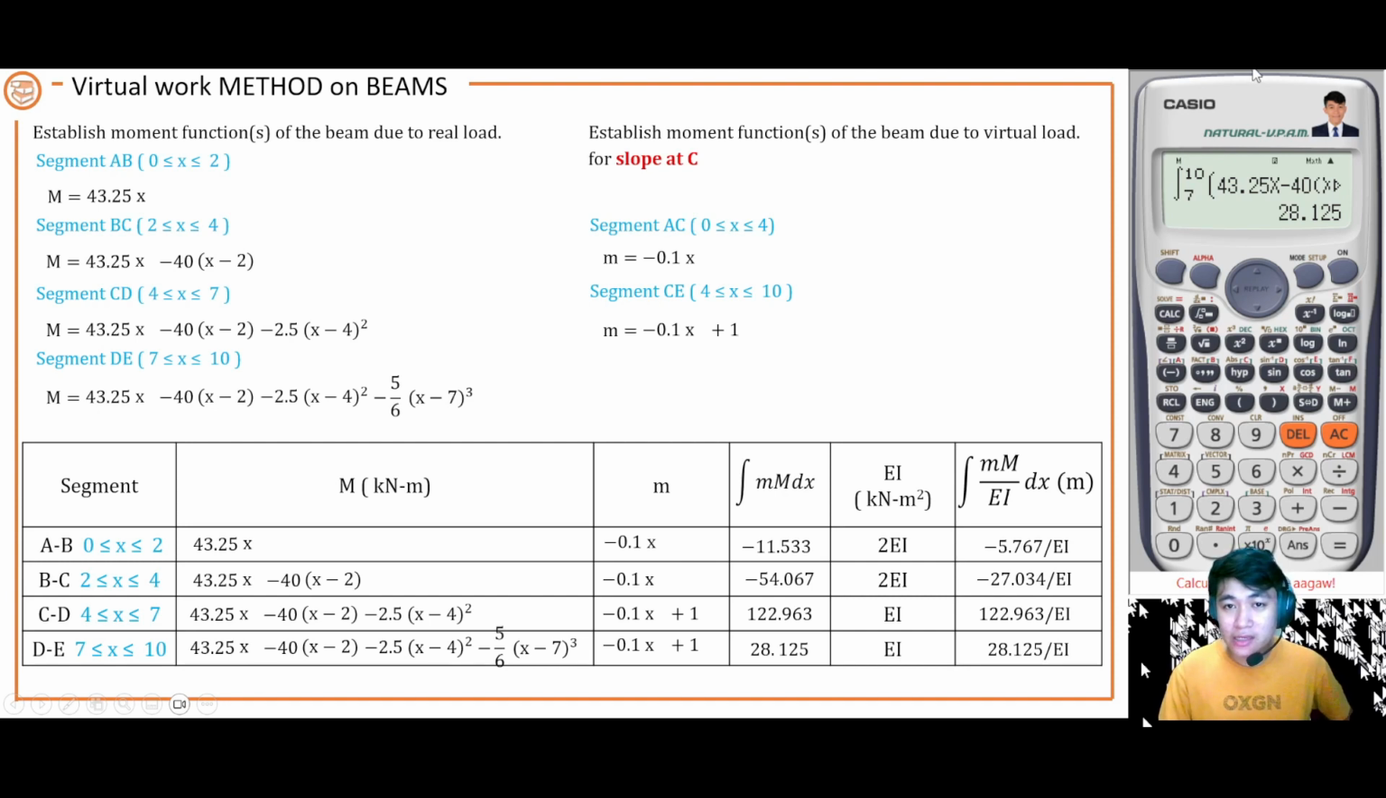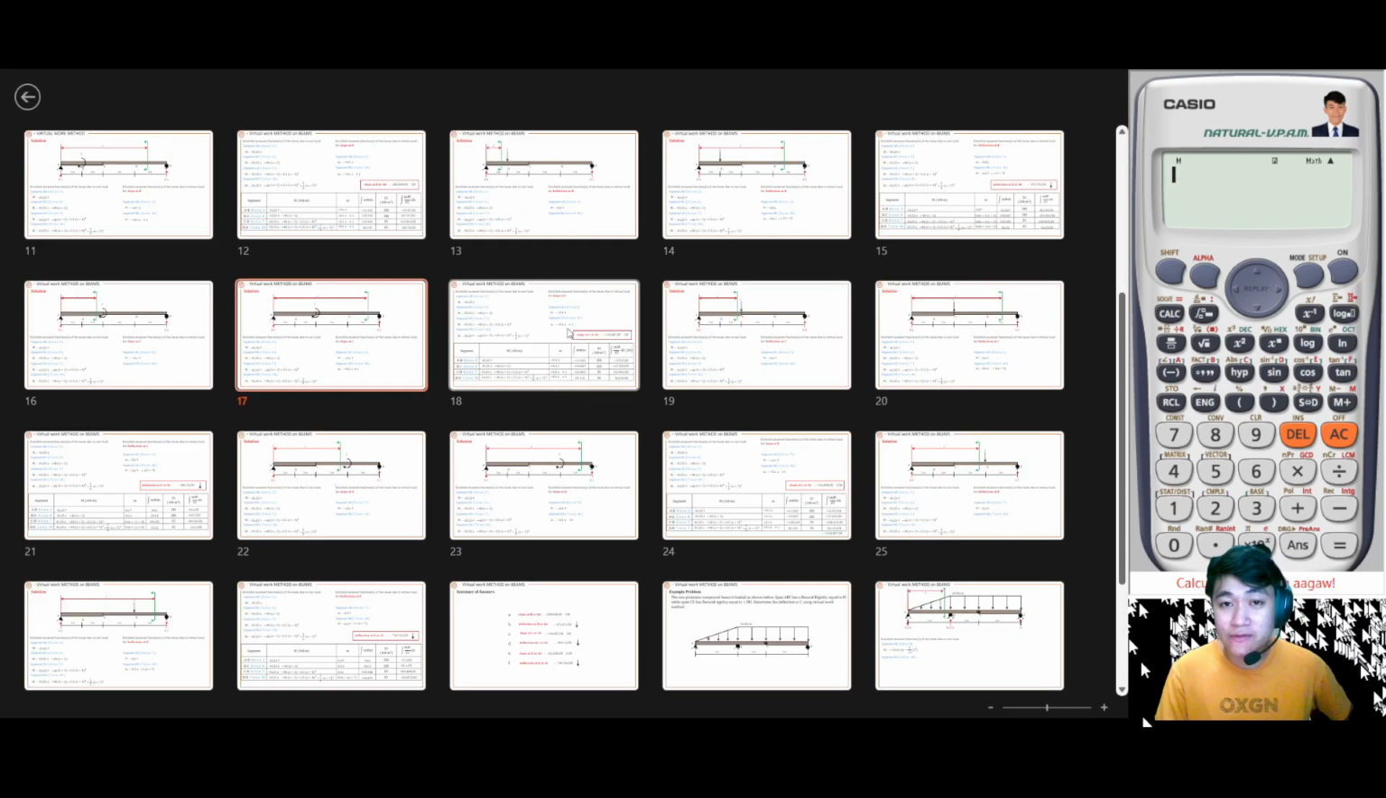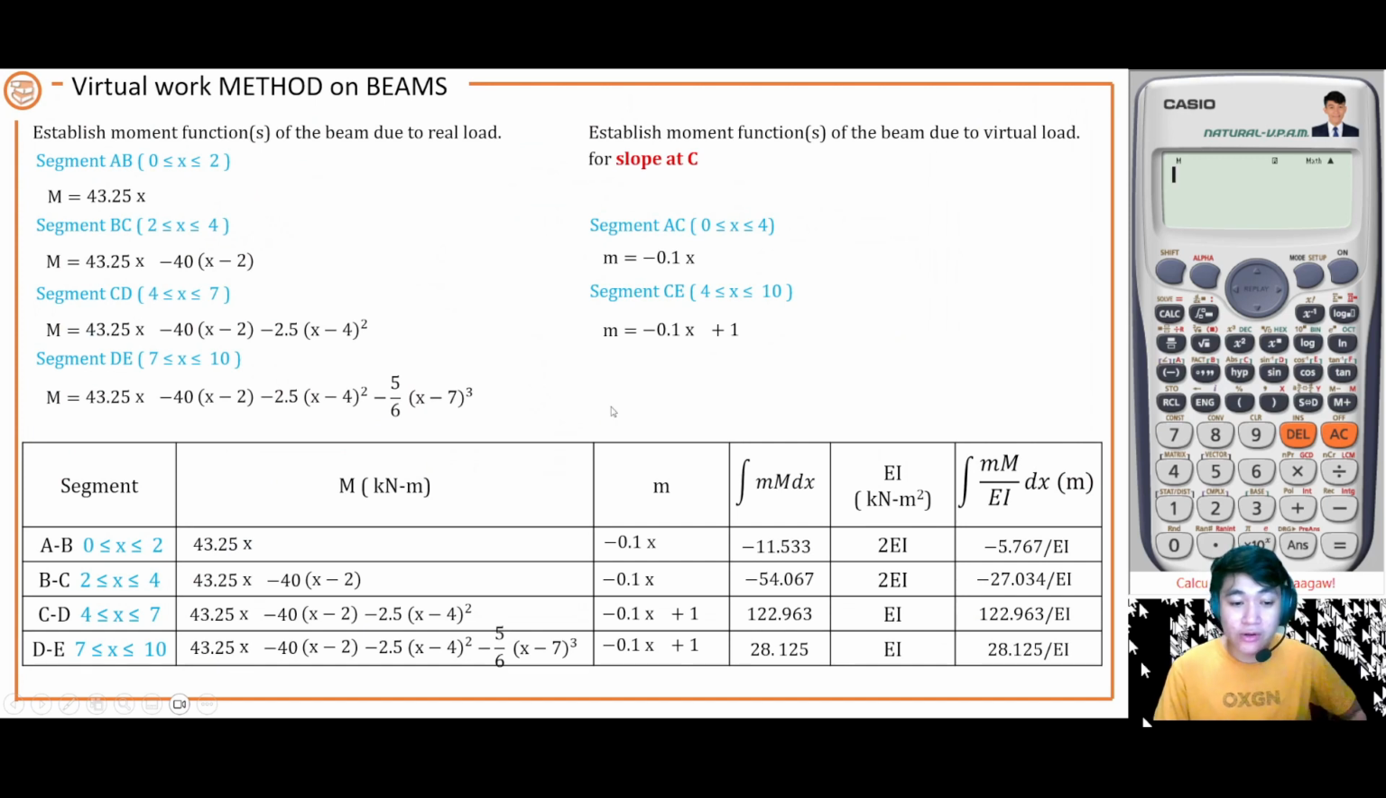Okay, then the sum of this value will be the slope at point C. If that is positive, meaning the clockwise assumption is correct. Again, we assume that the slope here is clockwise because we apply a 1 unit virtual moment clockwise here. So you are expecting a clockwise rotation at point C. So if this is positive, our assumption is correct. Let's check if this is positive. Obviously, this will be positive.